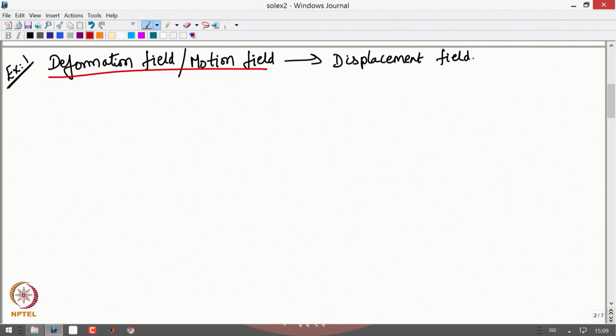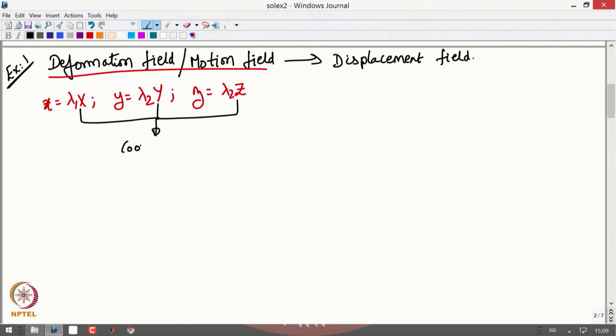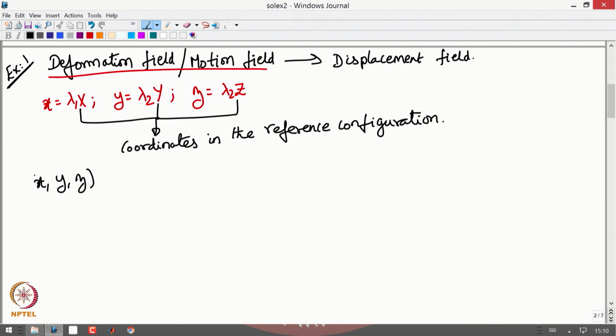Now, let us say the deformation or the motion field is specified as small x equal to lambda 1 capital X, small y equal to lambda 2 capital Y, and small z is also equal to lambda 2 capital Z, where capital X, capital Y, capital Z represent the coordinates of a typical material point in the reference configuration, and small x, small y, and small z represent the coordinates in the current or deformed configuration.